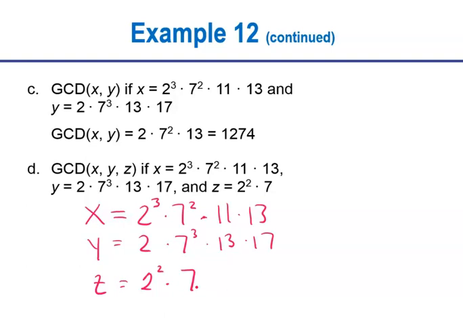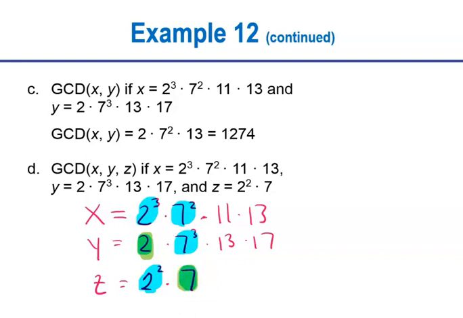Now we are only allowed to use factors that are common to all 3. So I do notice that 2, I'm going to highlight all 3 of them, 2 is common to all 3 of these. But we need the lowest exponent. So I'm going to use this 2 to the first that I have highlighted in green. Okay, so once again, 7 is common to all 3 factorizations. I have to use the lowest power. So 7 to the first.